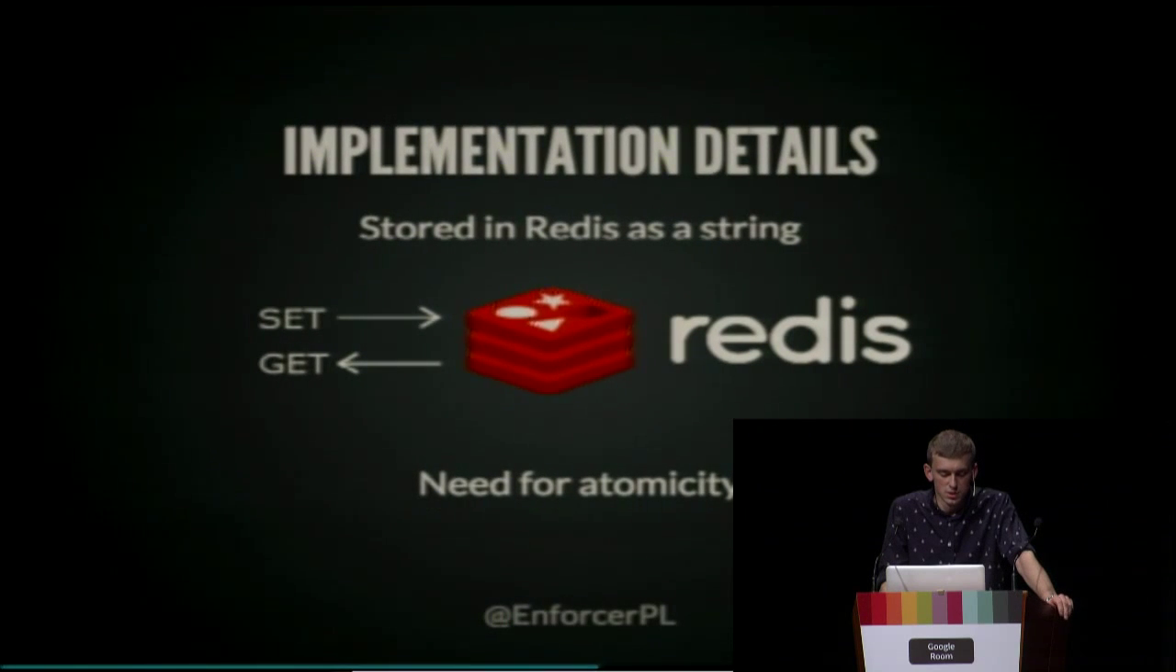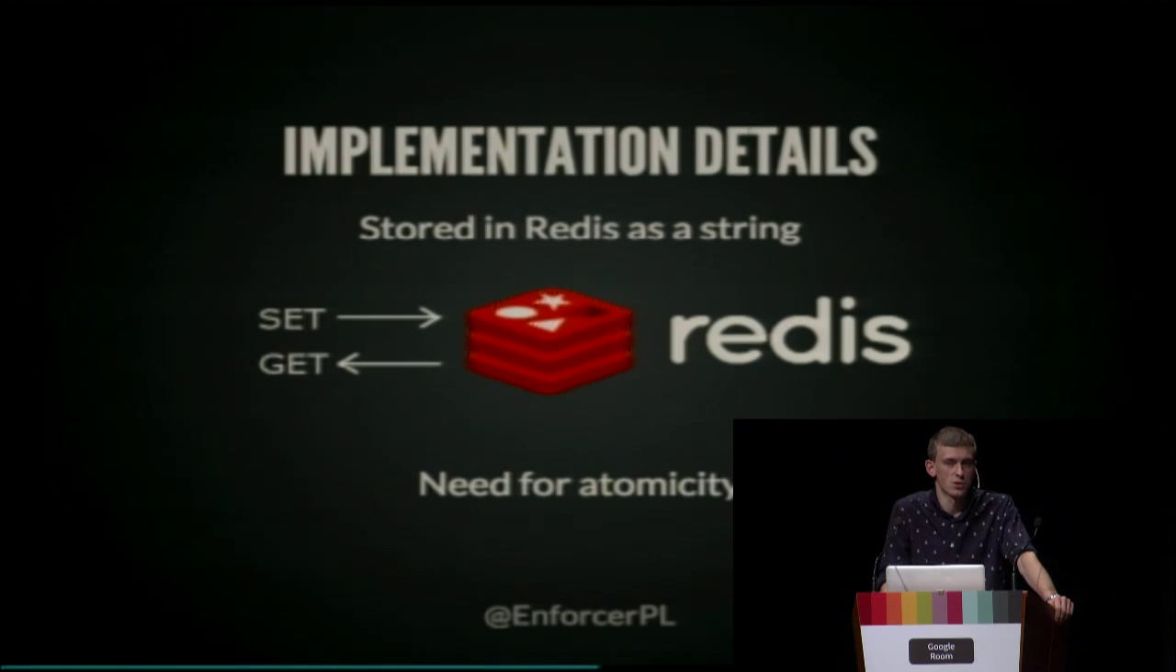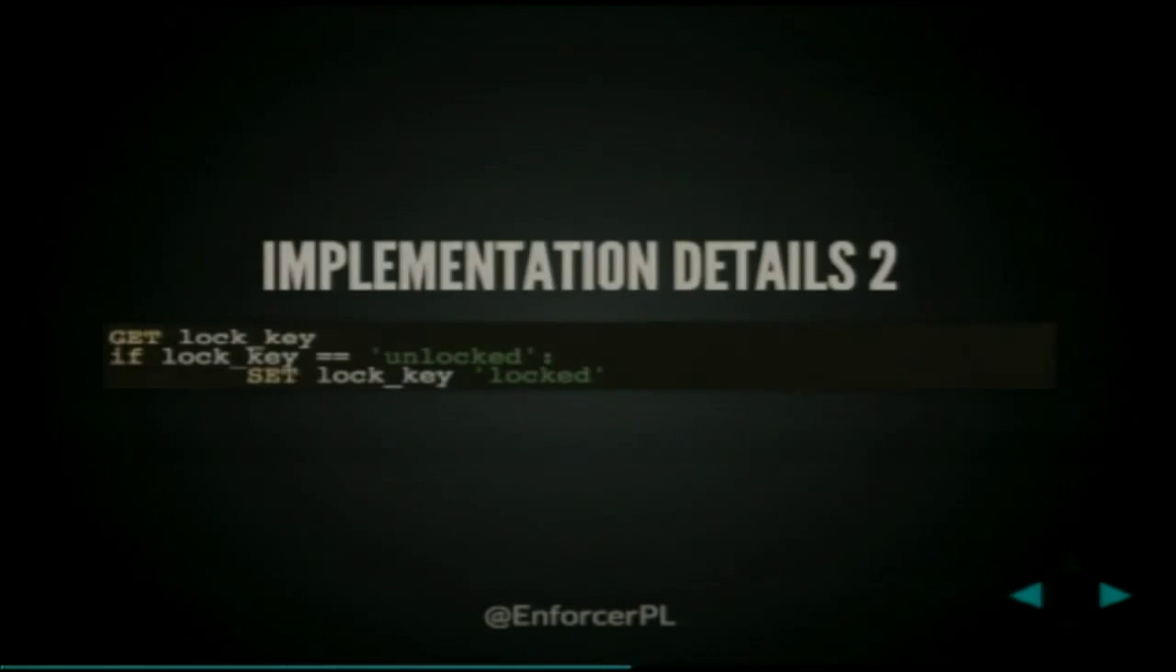Okay, so since this is stored in Redis as a string, we would use two Redis commands: a set to store a lock, to set the string, and a get to retrieve it. What we need is atomicity. Every single command of Redis is an atomic one, so no one else can disrupt your data. So the first draft we had was something like that. We get the lock, check if we can actually lock it, and then do it.